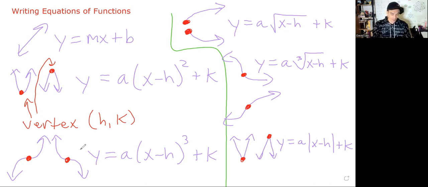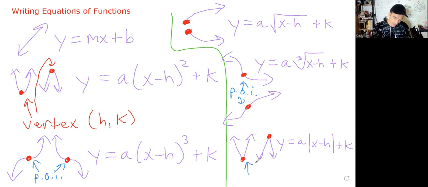But for this one here, for the power of 3, or for the cube root, these are not called the vertex. Let me just do it in blue here. This point or that point would be called a POI. This one here or this one here would be called a POI. POI stands for point of inflection, which is something that we'll talk about when we discuss calculus.